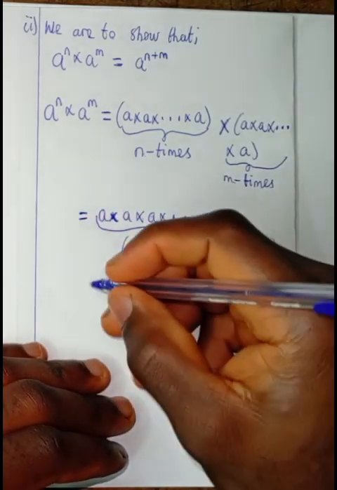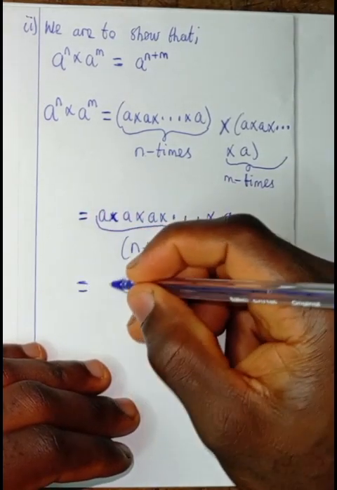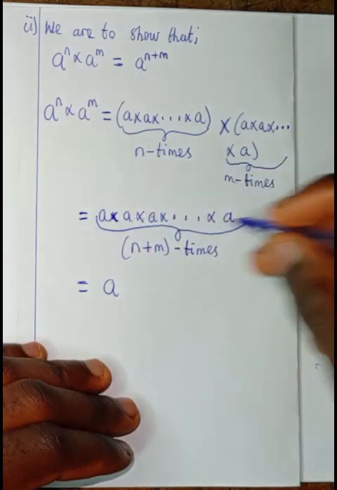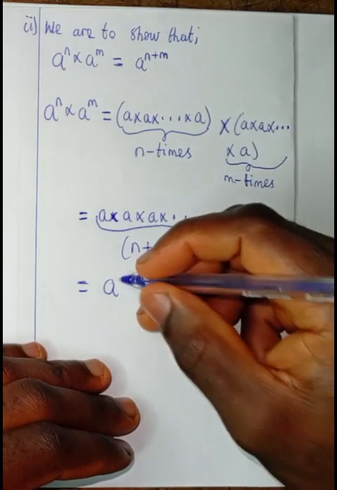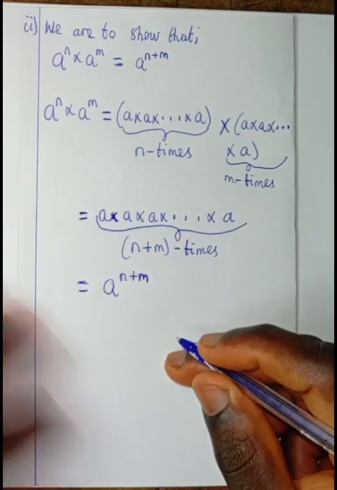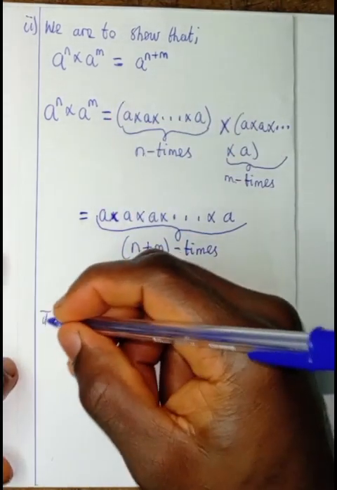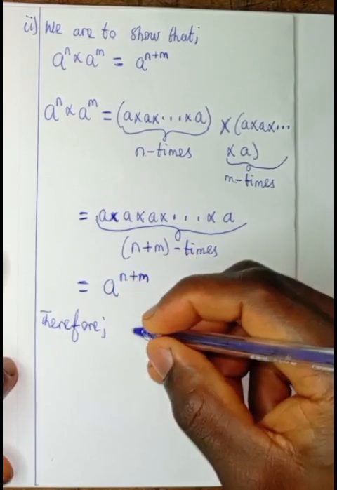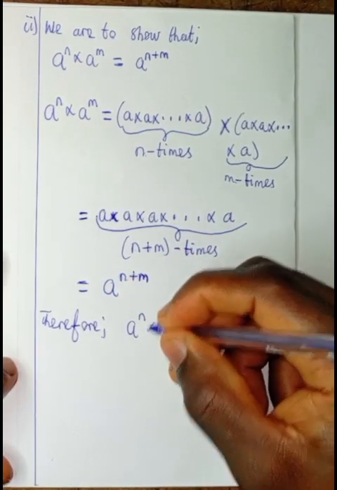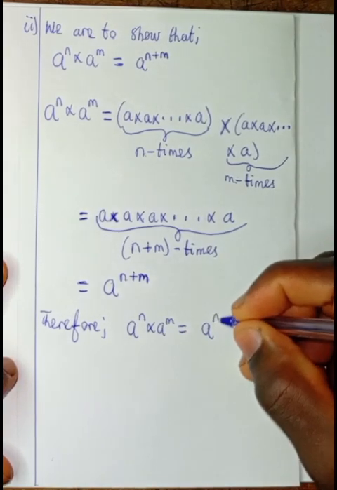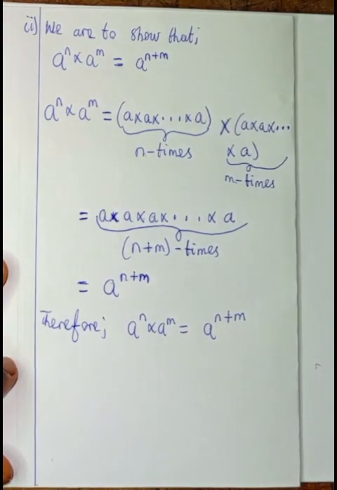So if you write this in index form, it will simply be equal to a raised to the power, because we are multiplying a by itself n plus m times, of which we are done. We conclude, therefore, a raised to the power n times a raised to the power m is equal to a raised to the power n plus m.